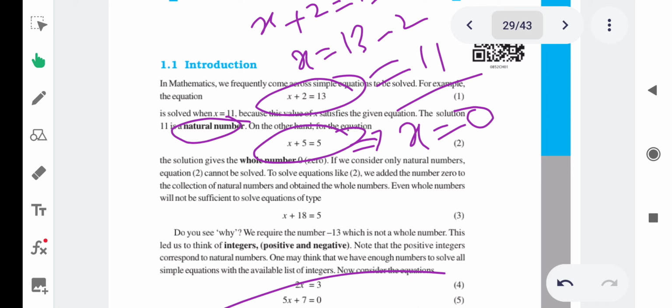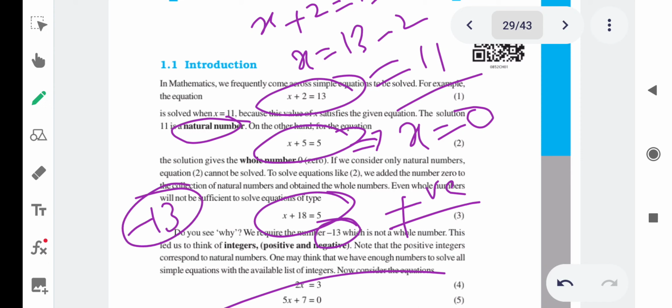Okay. Now we'll see another equation. Say for example we have x plus 18 is equal to 5. So what should be the value of x? I have to add something to 18 so that I will get 5. Whatever positive number you add, you won't get it. So the only thing is we need one more number, that's minus 13. If I add minus 13 here, minus 13 plus 18 is equal to 5.